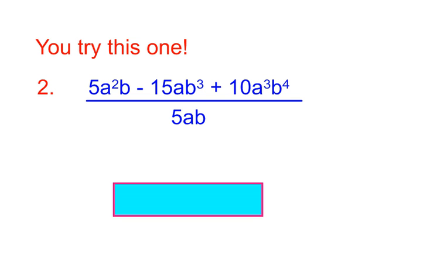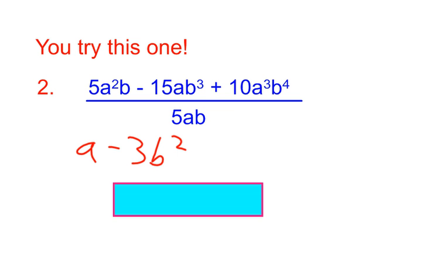All right, each and every one of these terms we're going to divide by the denominator of 5ab. So we have 5a squared b divided by 5ab. So the 5 divided by 5 cancels. A squared divided by a is a raised to the first, and b divided by b cancels. So we just have a by itself for the first term in this polynomial expression. All right, now we have a negative 15/5 is a negative 3. A divided by a cancels. B cubed divided by b is b squared. So minus 3b squared is the second term.